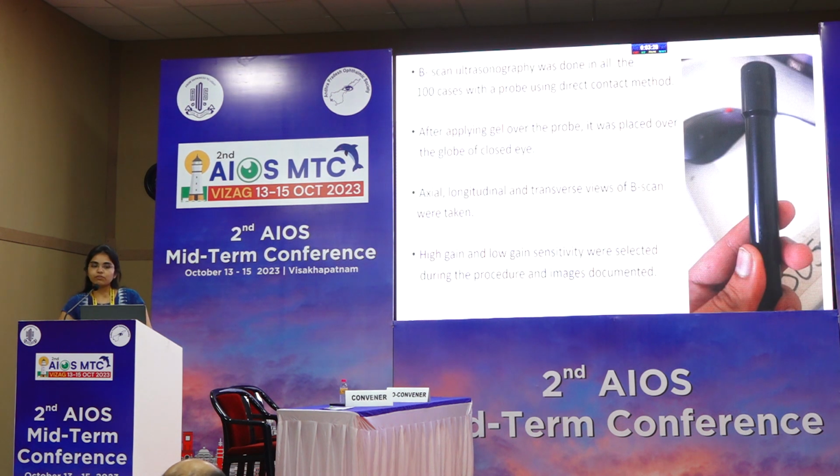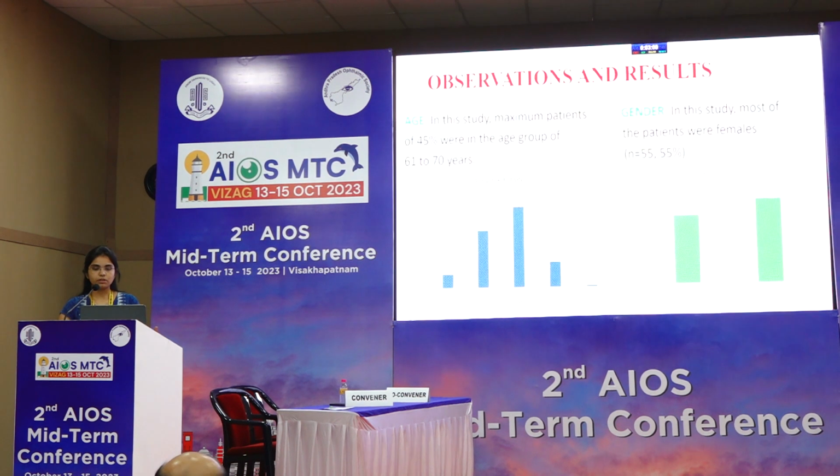B-scan ultrasonography was done in all the 100 cases with a probe using the direct contact method with the patient in supine position. After applying gel over the probe, it was placed over the globe of the closed eye. Axial, longitudinal, and transverse views of B-scan were taken. High gain and low gain sensitivity was selected during the procedure and images documented.